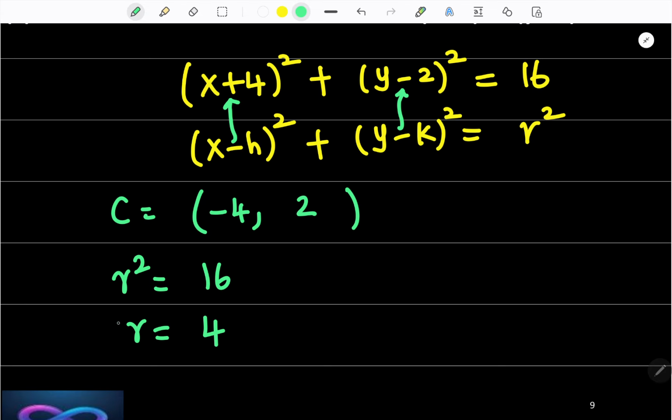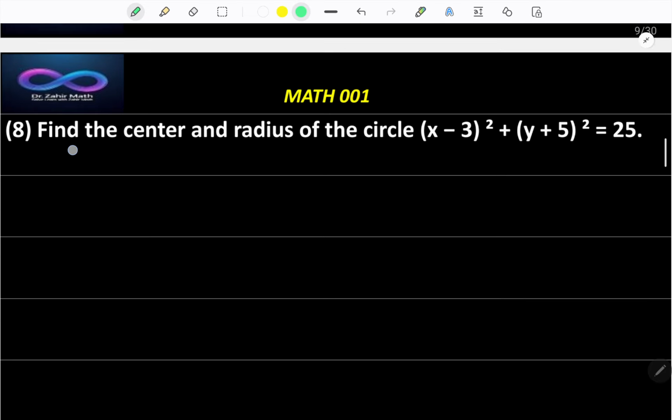So r is equal to what? 4. How 4, teacher? We are just taking the square root of 16. You will get what? Plus or minus 4. But 4 is the correct answer.